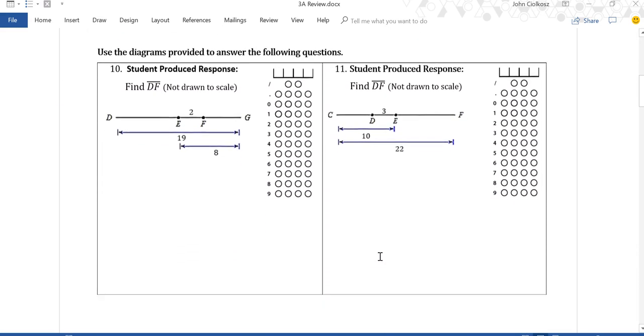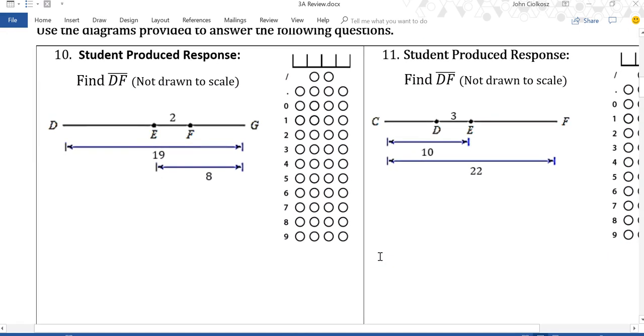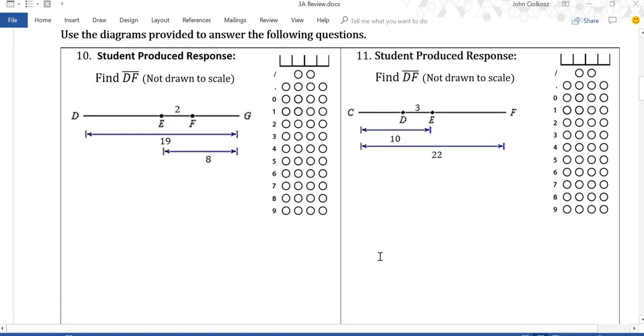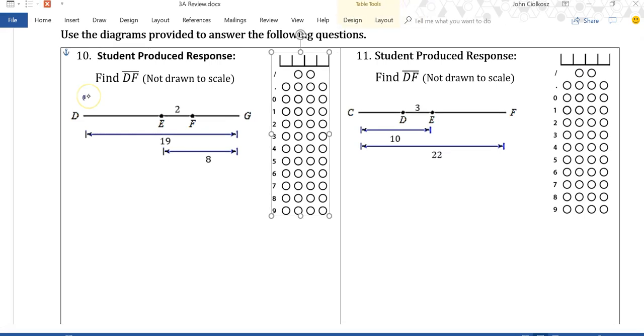Moving down here. Now let's take a look at number 10. So we want to find DF. I'm going to go ahead and highlight what it is I want to find, this length, and label that DF. Now, we know it's at least 2, right? Because we see that EF is 2.